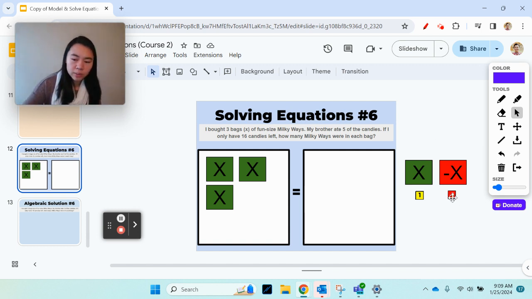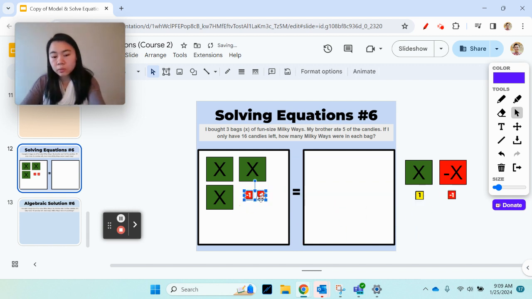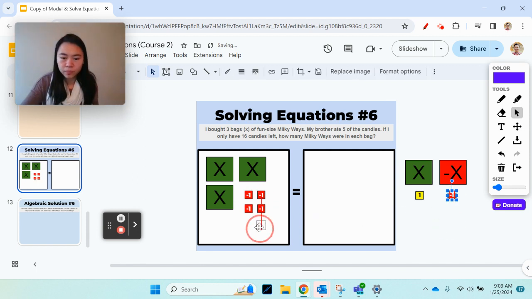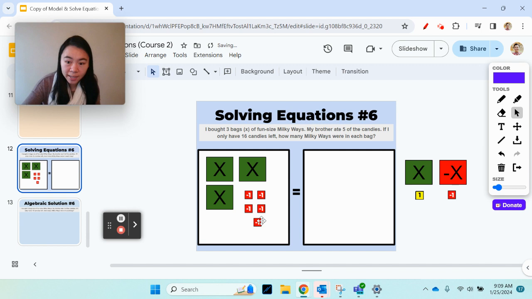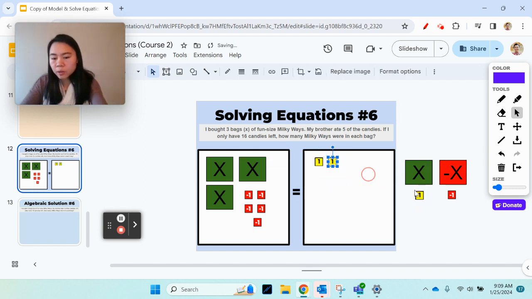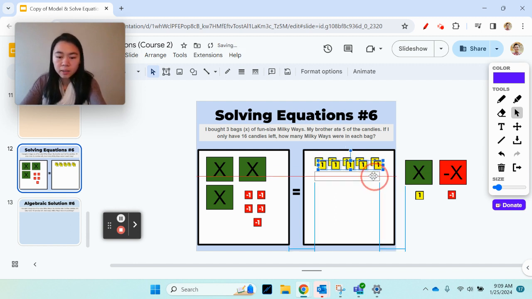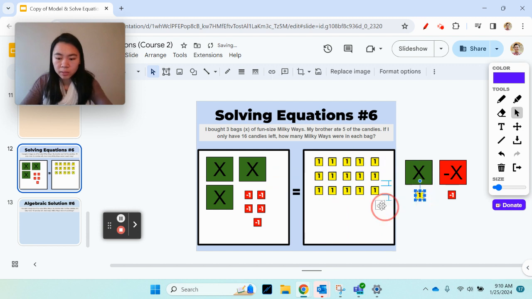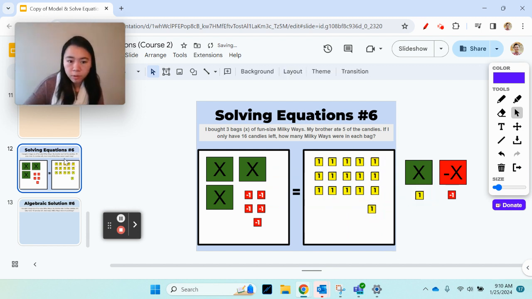So this is why we're going to use this negative counter. He ate 5. They're not there anymore. So our 3 bags of candy minus those 5 that your brother ate. If I only have 16 candies left, how many Milky Ways were in each bag? So we have 16 left over here. Maybe we opened up bags and we have 16 pieces left. I'm going to go by 5s again. 5, 10, 15, and one more, 16. So our equation is 3x minus 5 equals 16.